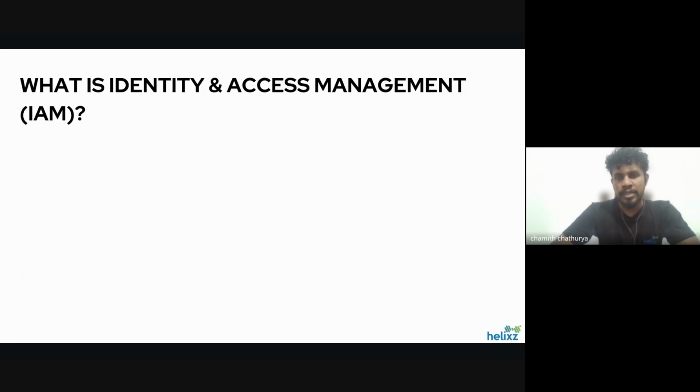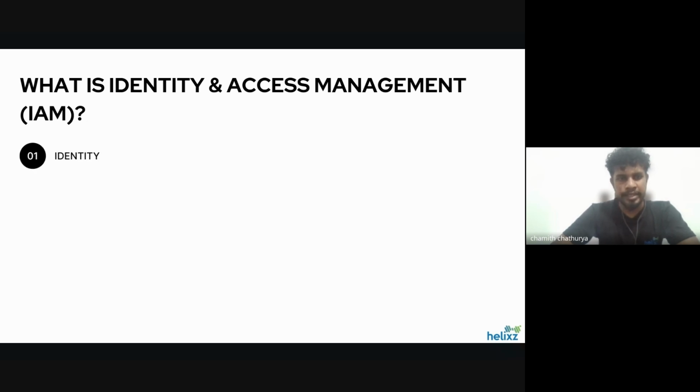What is identity and access management? To start, what exactly is IAM? At its core, it is a framework of policies and technologies to ensure that the right people have the appropriate access to technology resources. We can break it down into four key pillars.